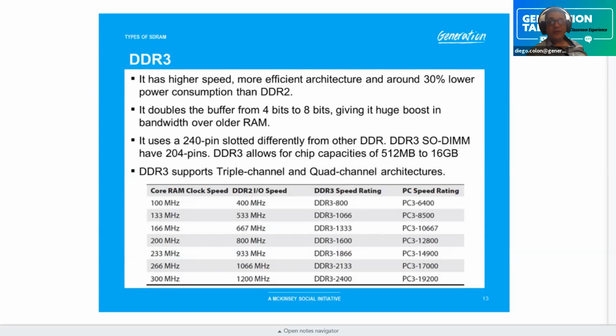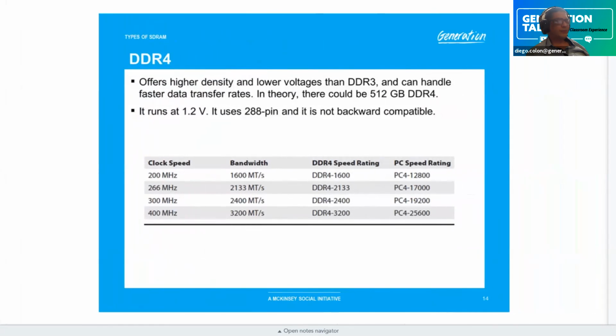Another great feature is that the capabilities of this chipset went from 512 to 16 gig modules. The DDR3 supports triple and quad channel technologies. Do you guys understand what they mean by quad? We talked about dual, right? So quad would be 4 channels. It's a lot of banks. Four pairs, right?